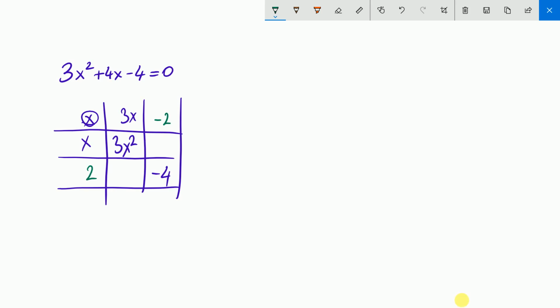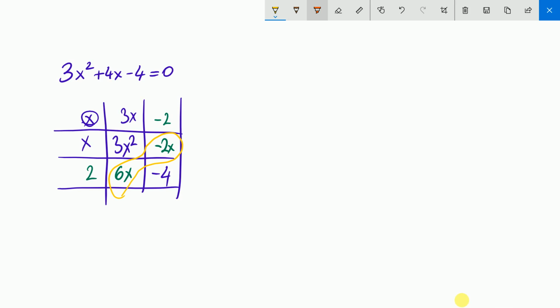2 times 3x will give us 6x. x times, look at my finger, x times -2 will be -2x. And I'm going to draw these, and you're going to add them up. These two numbers, -2x plus 6x, will give us the middle term. It is 4x. Now my multiplication frame is really correct.